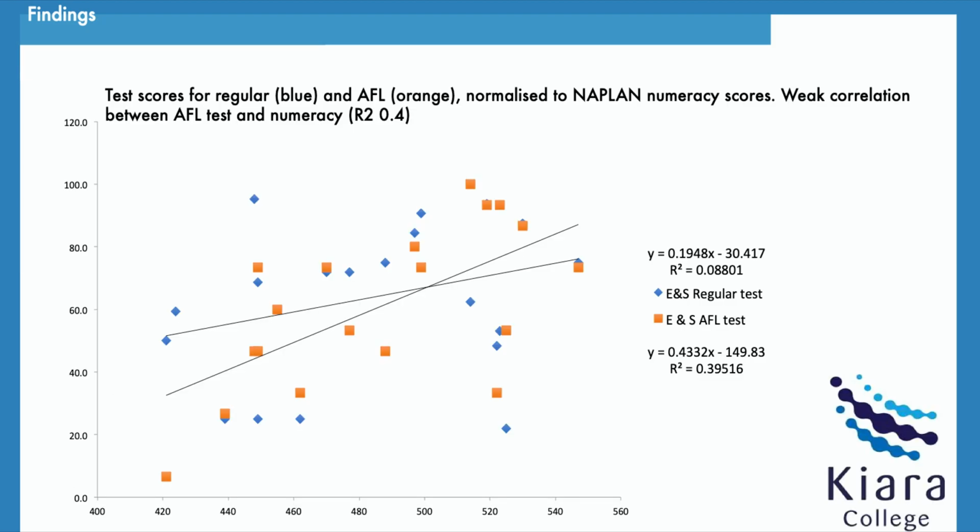The test scores for the regular tests here are again shown in blue, and the AFL are shown in orange. These test scores were then normalised to the NAPLAN numeracy scores for this group of students, which showed that there was a weak correlation between numerical ability or numeracy in NAPLAN and assessment for learning scores. But interestingly, there was no correlation between their numerical ability and the standard or regular testing.